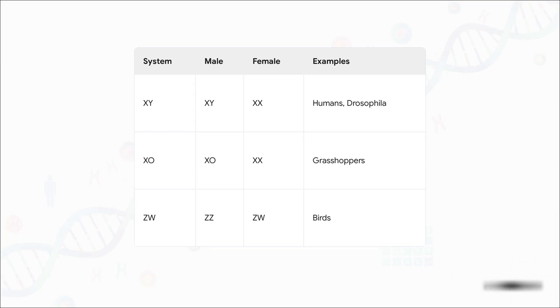Take grasshoppers. They use an XO system where males are literally just missing a second sex chromosome altogether. And then it flips completely in birds with the ZW system. In birds, the males are homogametic, ZZ, and the females are heterogametic, ZW, meaning for birds, it's the female's egg that actually determines the sex of the offspring.